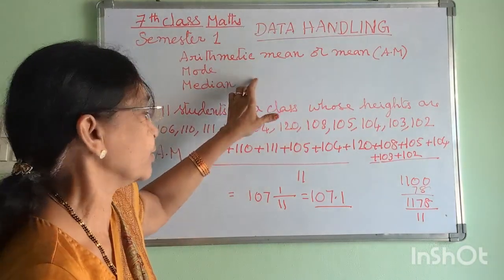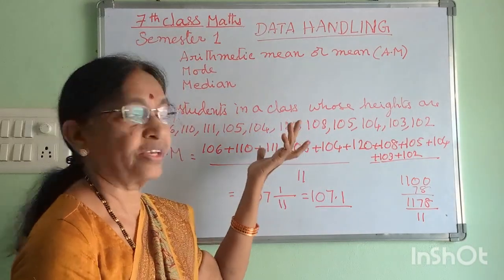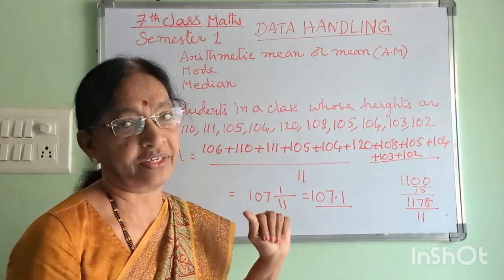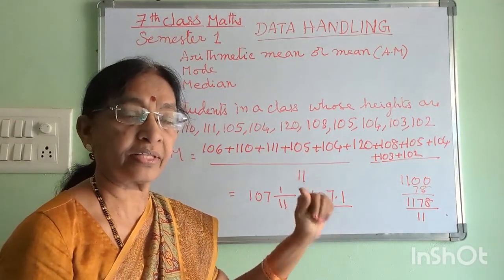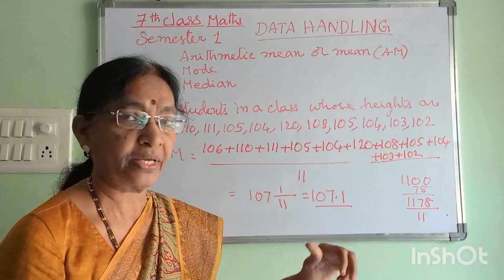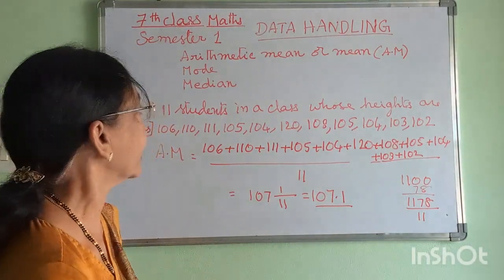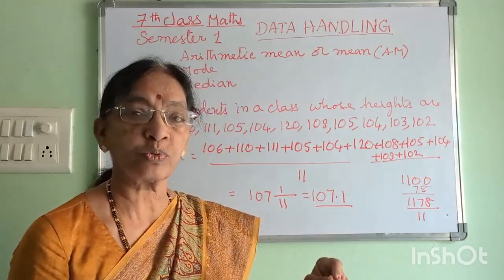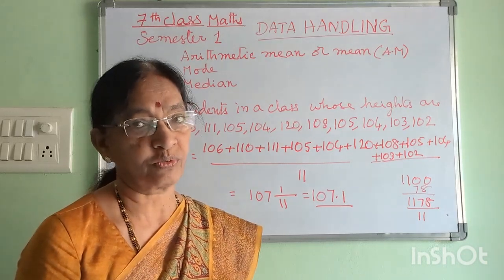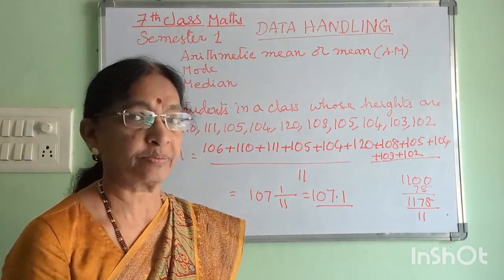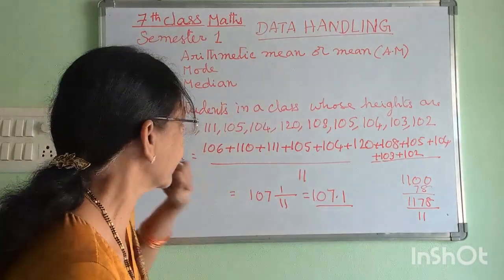These three terms represent the central value of a given data, but the values are different. We know that arithmetic mean is the average, or the sum of the observations divided by the number of observations, simply called mean. Whereas mode is the observation which occurs repeatedly in the maximum number of times. And median is another one. We will see what it is.